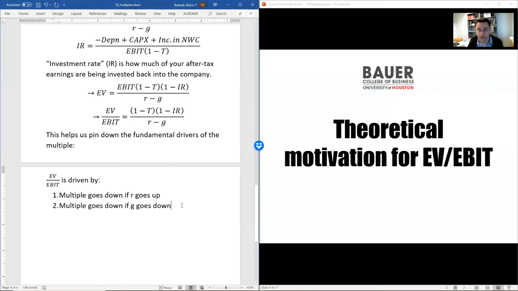What else is driving the multiple? Well, the tax rate's there. So when would the multiple go down? If your tax rate goes up. If your tax rate goes up, then this thing becomes smaller. That means your multiple is smaller.